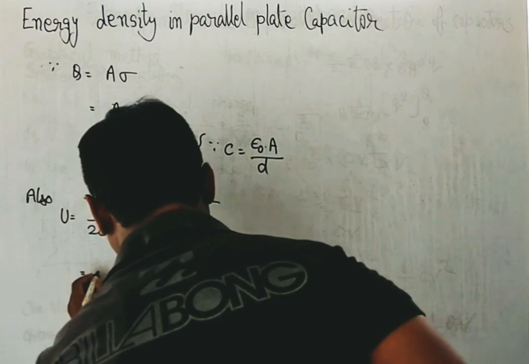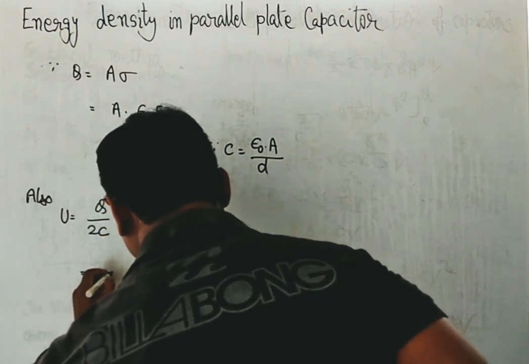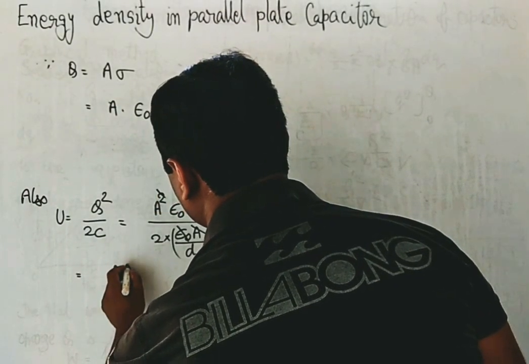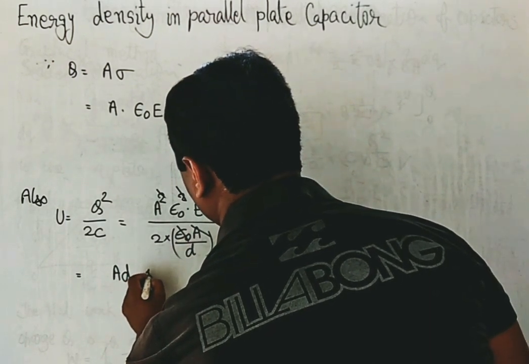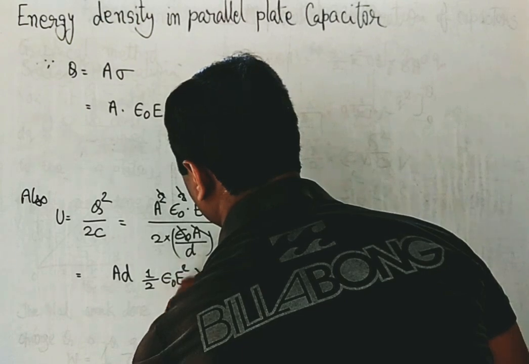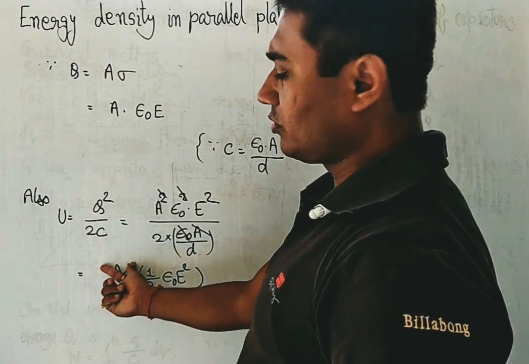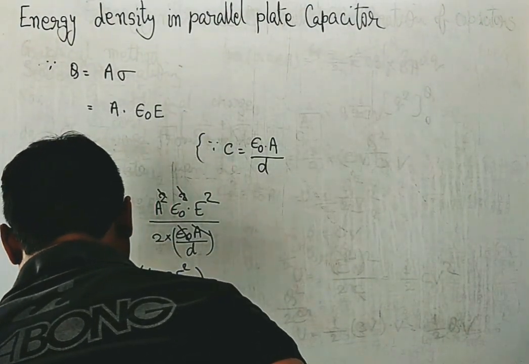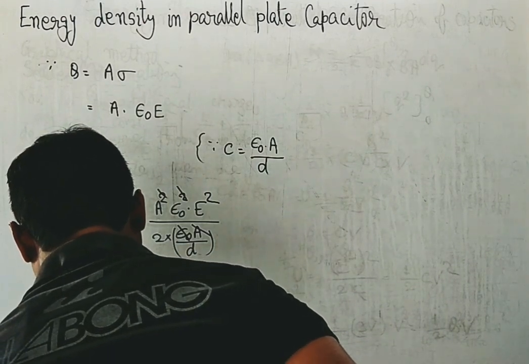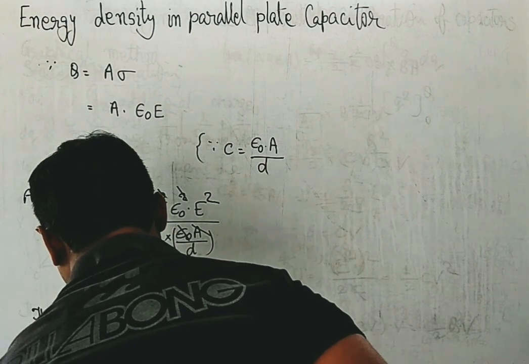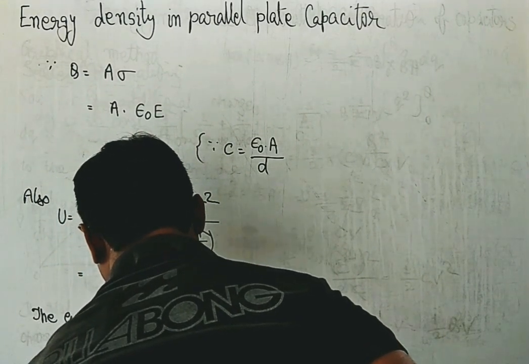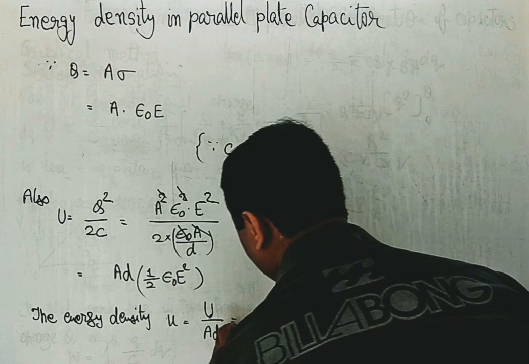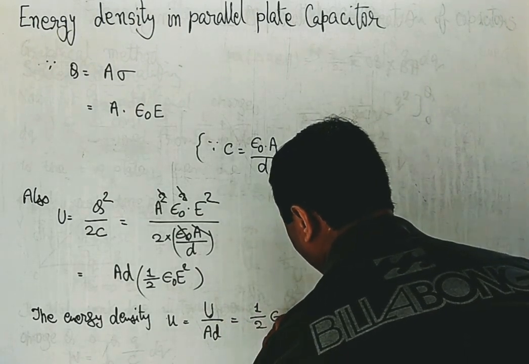Now epsilon naught will get cancelled with this square, and A also will get cancelled with this square, giving us finally, d goes up, so this is A into d into half epsilon naught E squared. So A into d is what? Volume. So the energy density, small u equals capital U upon A d, which equals half epsilon naught E squared.